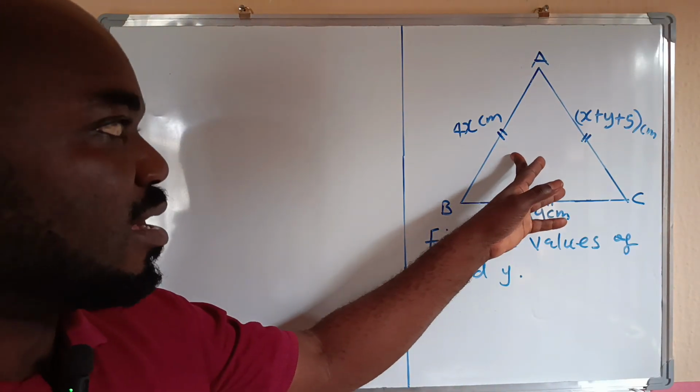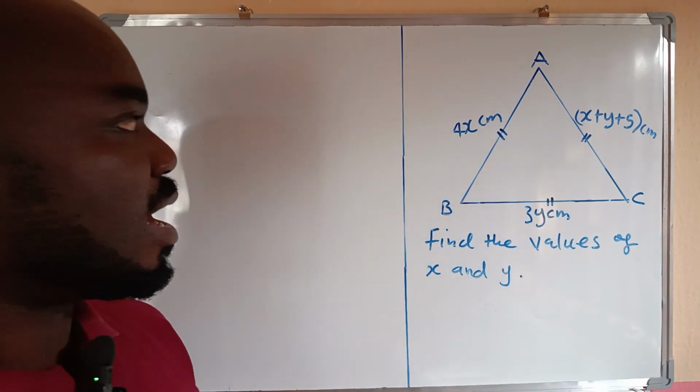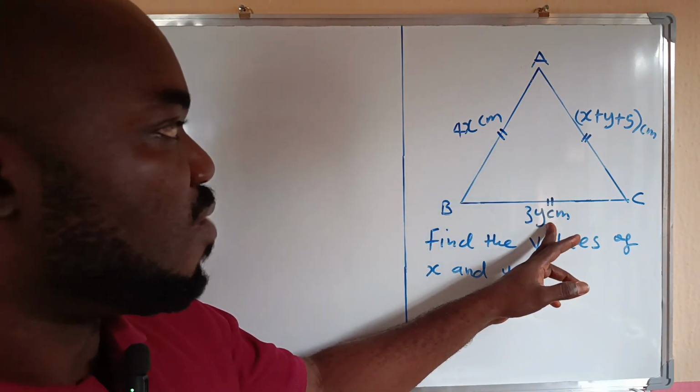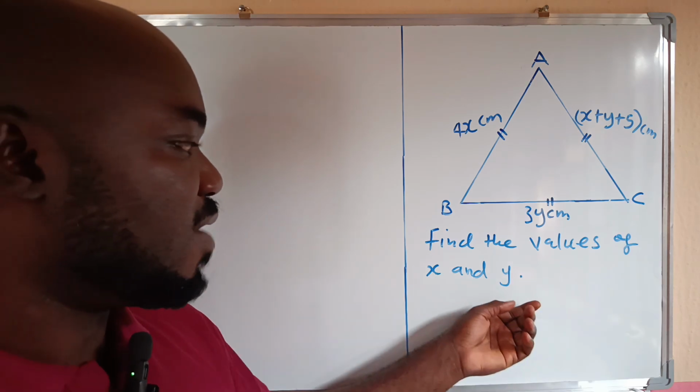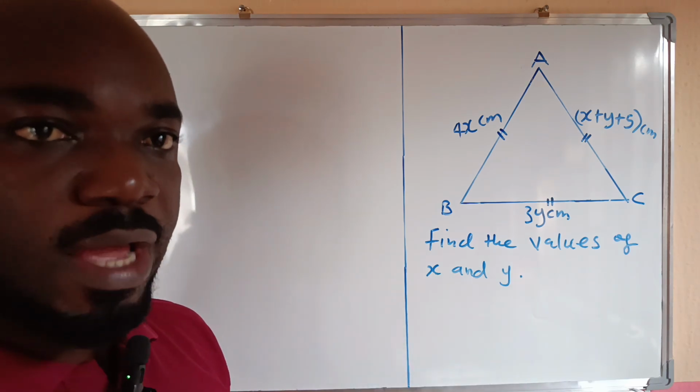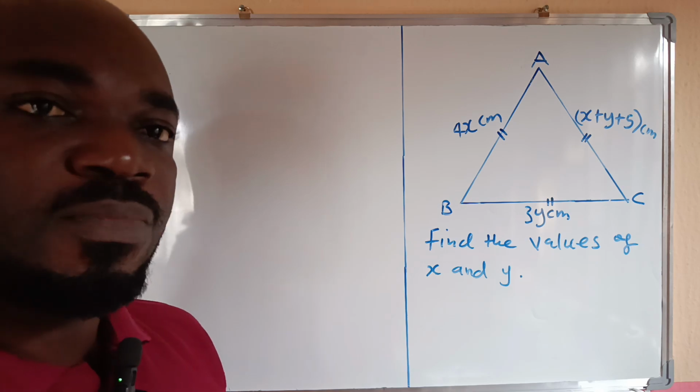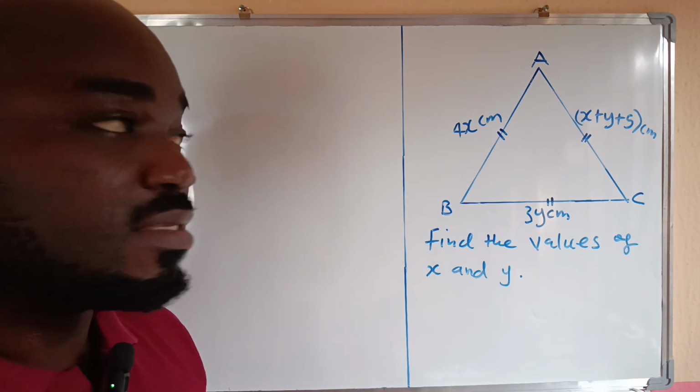So this is an equilateral triangle that has sides 4x, 3y, and x plus y plus 5 cm. Now we're asked to find the values of x and y. To tackle this, an equilateral triangle has all the sides equal.